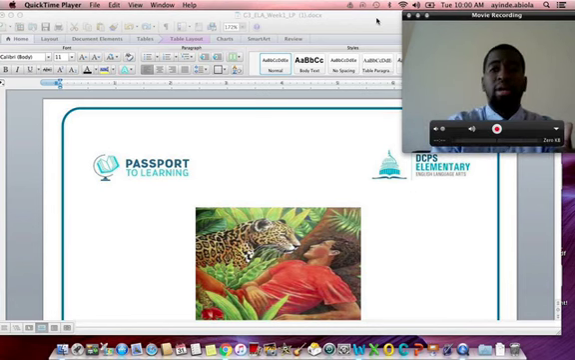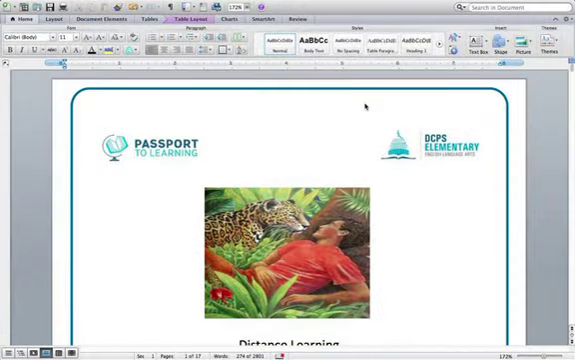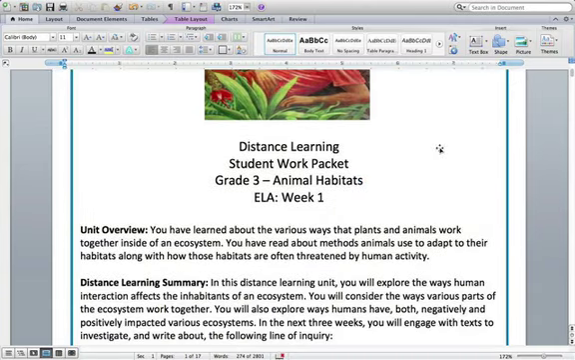I'm going to go ahead and take myself off the screen. And at this point, you should be able to see what I'm seeing on my own screen. All right, so I'm going to be reading the directions with you. As I'm reading, please make sure you're reading along, especially when it's the point when we are reading the text, okay? Distance Learning Student Work Packet, Grade 3, Animal Habitats, ELA, Week 1.